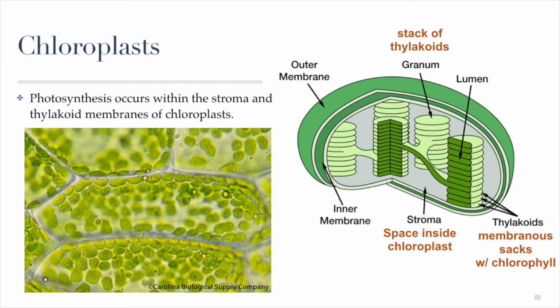But within the thylakoids themselves, there's another fluid-filled space. This one is much, much thinner, and that's called the lumen. And so the lumen is the space that is found inside those hollow pancakes that we call thylakoids.